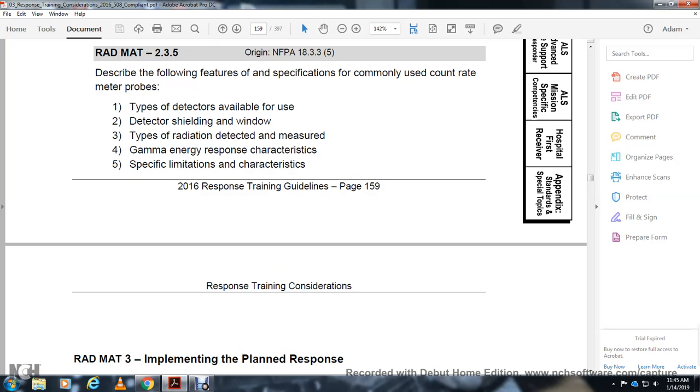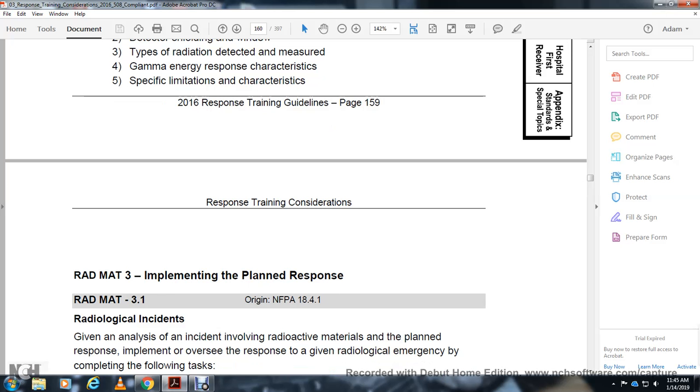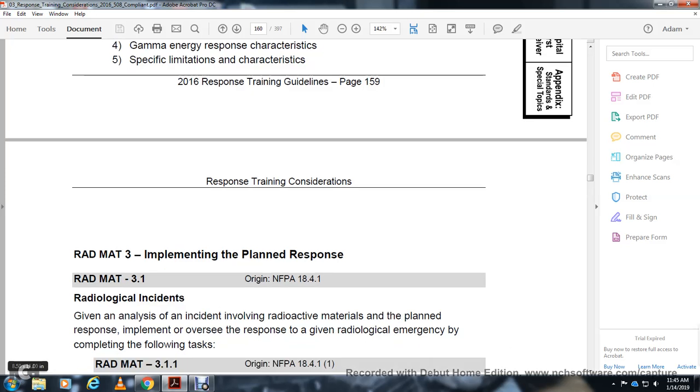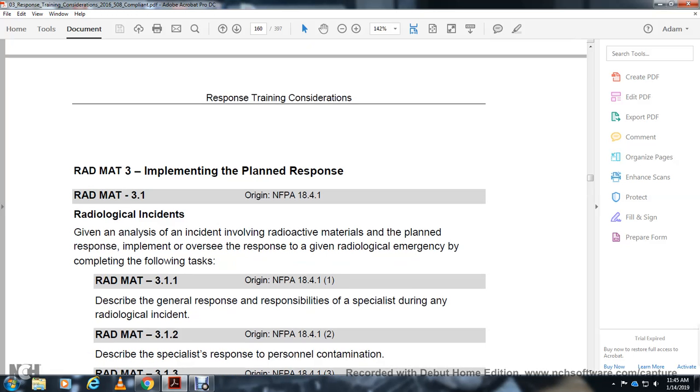Radioactive material 3, planning response. Radiological incident: given the analysis of the incident that involved the radioactive materials, plan the response and implement over 2 with the response, given the radiological emergency, competent for the following tasks. Describe the general response with the responsibility special during the radiological incident. Describe the specialist response to personal contamination.